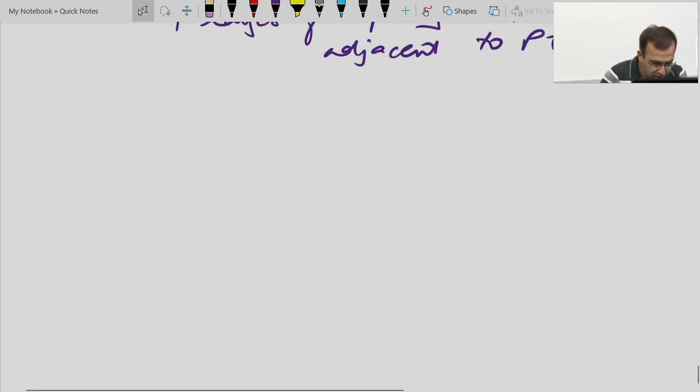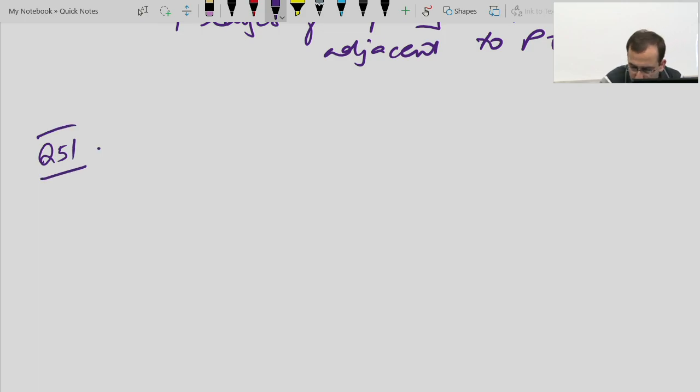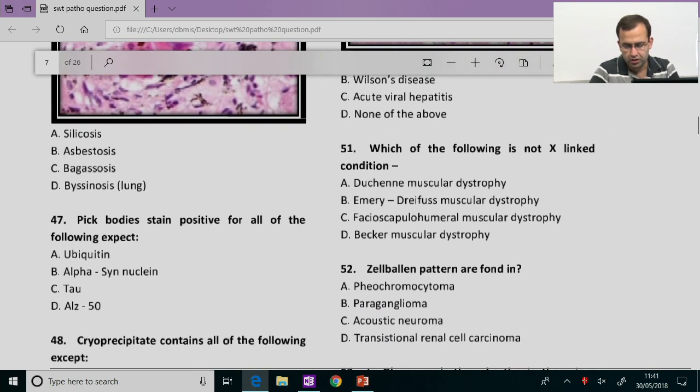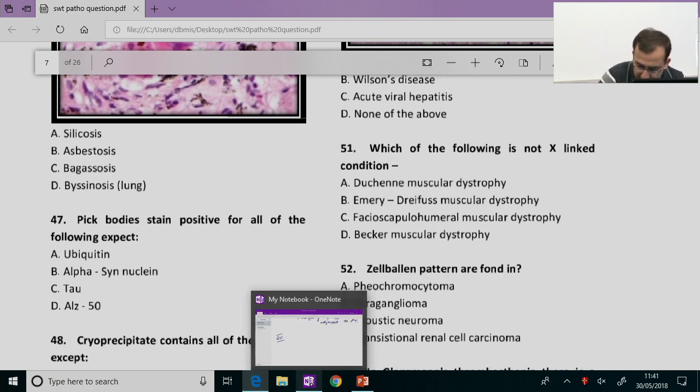Next, this gets us to question 51. Which of the following is not an X-linked condition? Both the muscular dystrophies, Duchenne's as well as Becker's, are X-linked. Emery-Dreifuss muscular dystrophy is also X-linked, but facioscapulohumeral muscular dystrophy is not. So the answer is C.